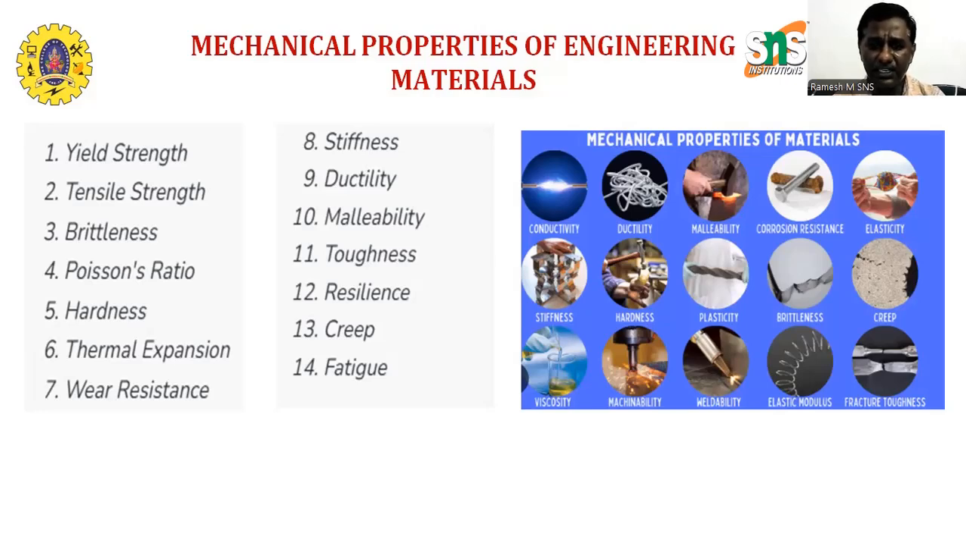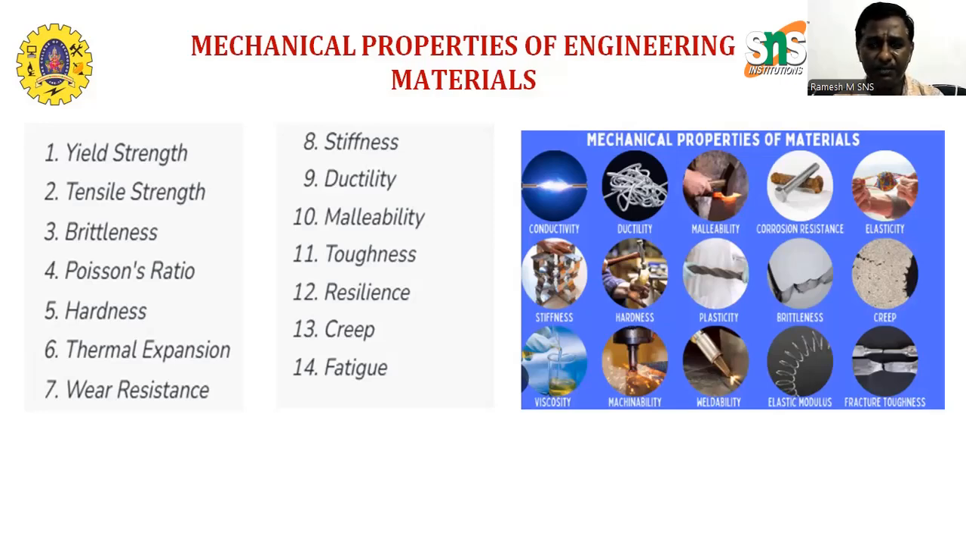The next property is called ductility. Ductility is a material's ability to be stretched into wire. It is measured by the material's ability to undergo tensile deformation before rupture. Highly ductile materials can be drawn into wires, such as gold, silver, and copper. Ductility is an important factor in metal forming and safety under overload conditions.